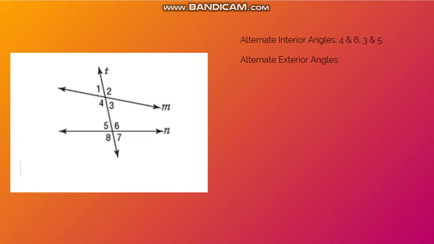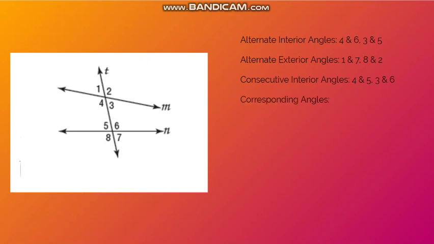Alternate exterior, still different sides, but now outside the lines. So that's going to be 1 and 7, opposite sides, outside the lines, and 8 and 2. Next row, consecutive interior. Consecutive is the same side of the transversal. Interior between M and N. So our pairs are going to be 4 and 5, same side of T, between M and N, and 3 and 6, same side of T, between M and N.